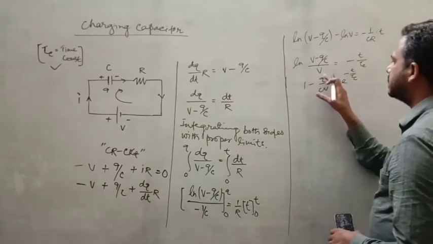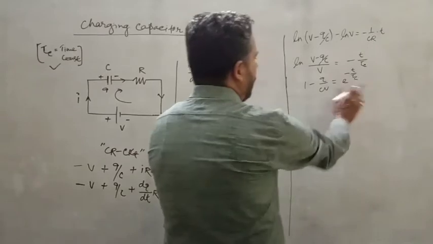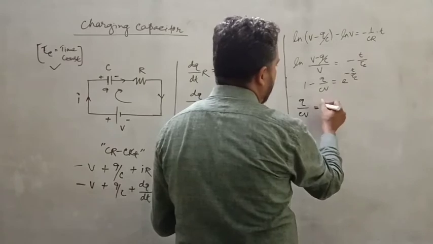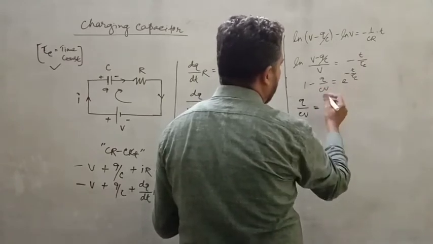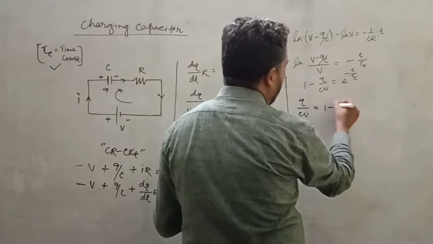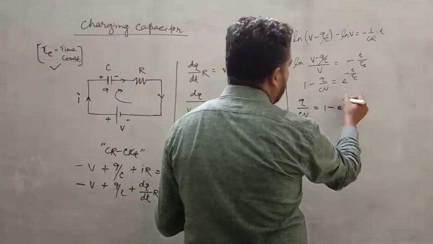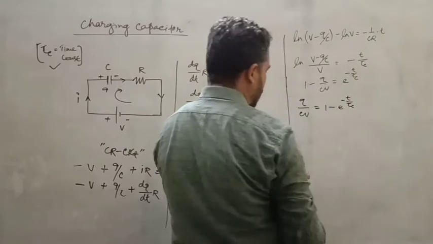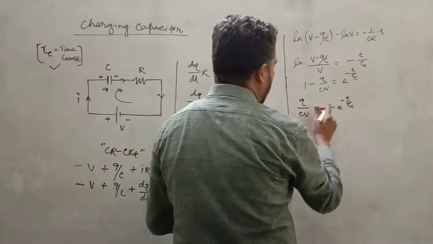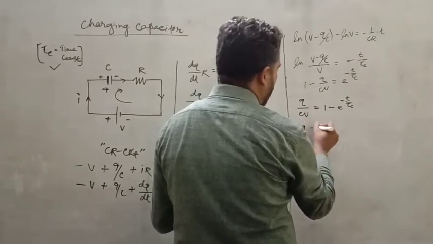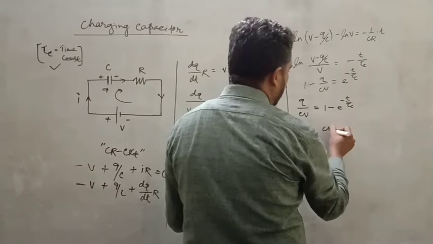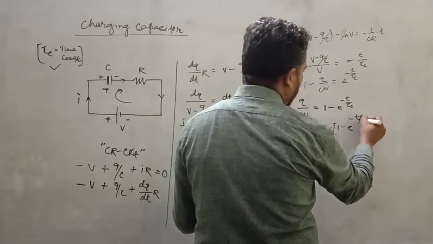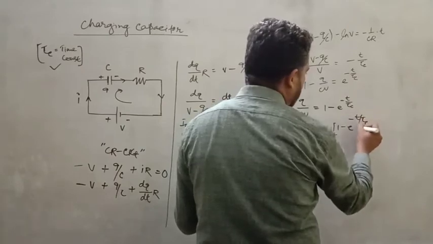So you just replace this q by cv, and this one is equal to 1 minus, we have taken just here, and this one is in this side. So 1 minus e to the power minus t by tau c. Alright, and just multiply this one here. So your q will be cv times 1 minus e to the power minus t by tau c.